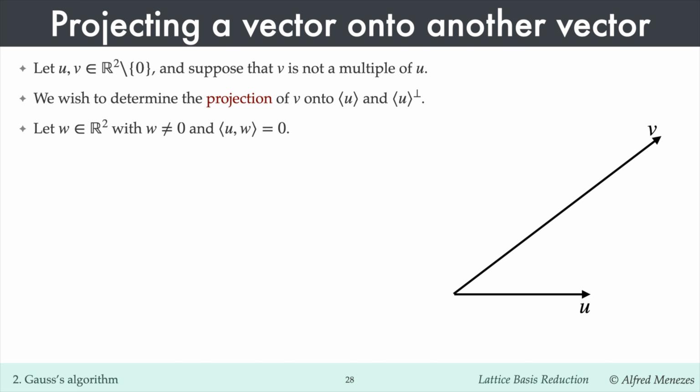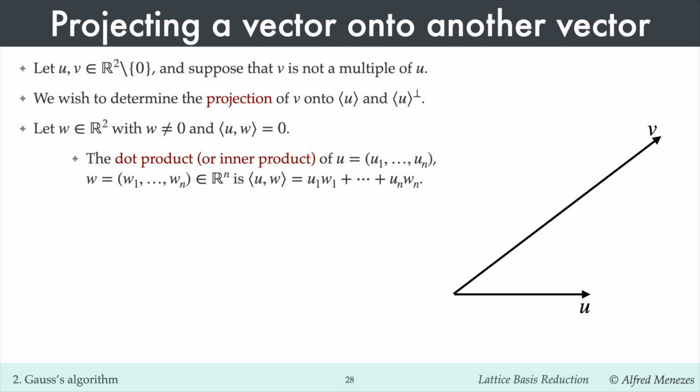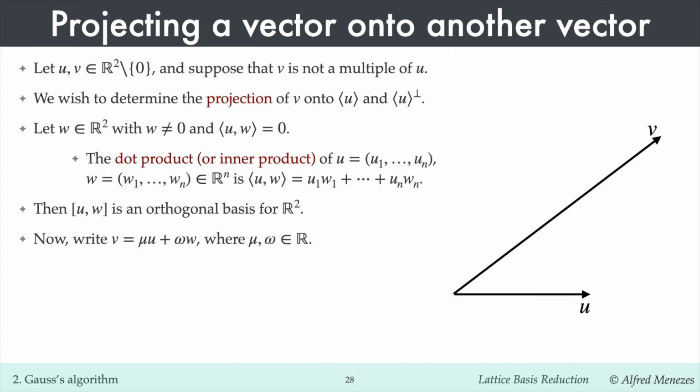To do this, let w be a non-zero vector orthogonal to u. That is, the dot product of u and w is 0. Then u and w are linearly independent, and together they form an orthogonal basis for R2. We can now express v as a linear combination of these two basis vectors u and w.